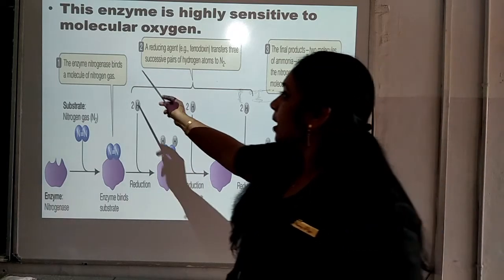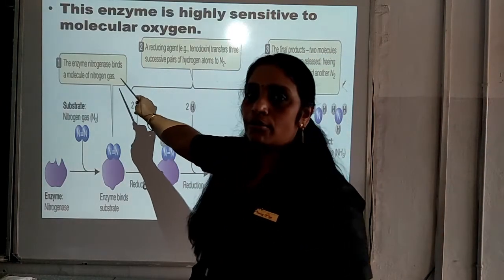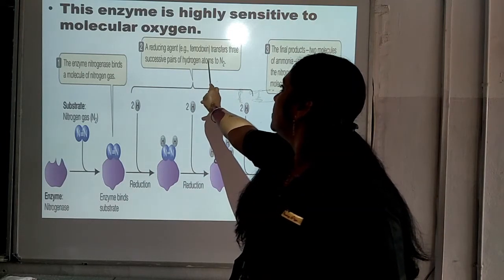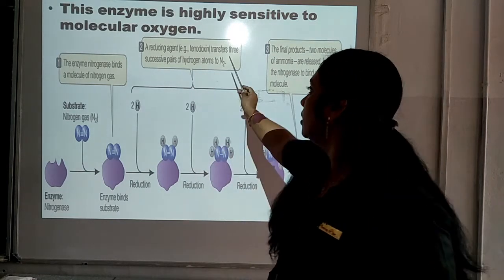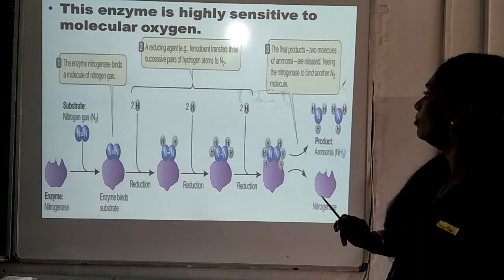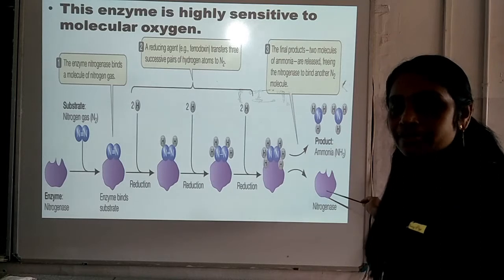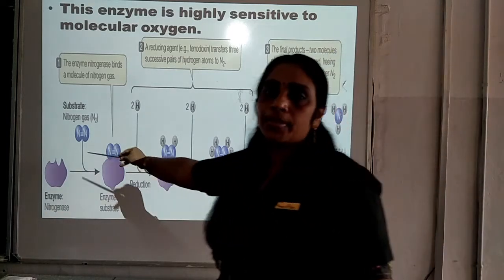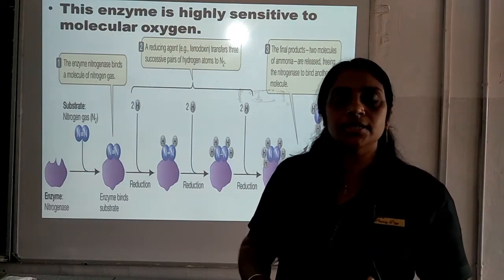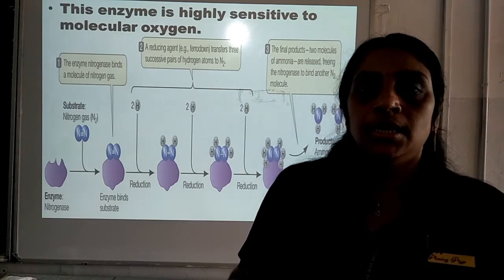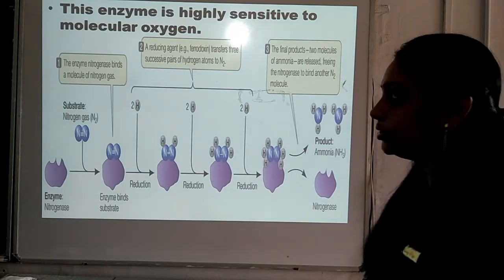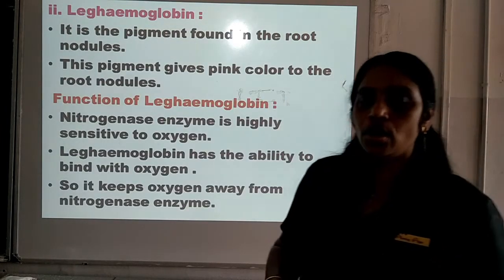So here you can see the enzyme nitrogenase binds a molecule of nitrogen gas, and next the hydrogen atoms pair with the nitrogen, and in the third step the final product, two molecules of ammonia, are formed, and the nitrogenase enzyme is released for binding with another nitrogen. This is how the enzyme nitrogenase is working for symbiotic nitrogen fixation. Now this is important, my dear children, you have to understand it, it is given there in your textbook.